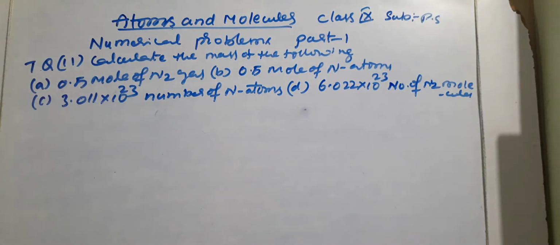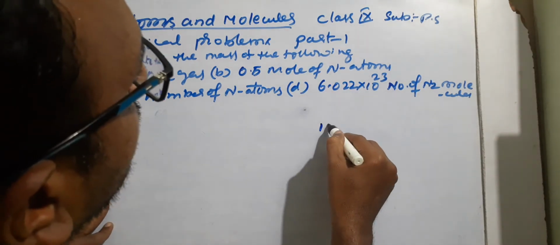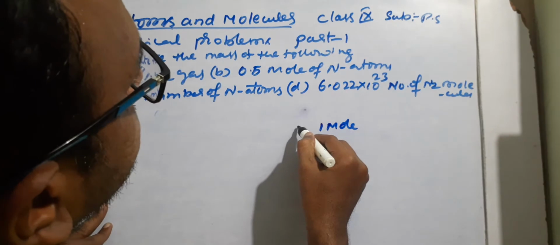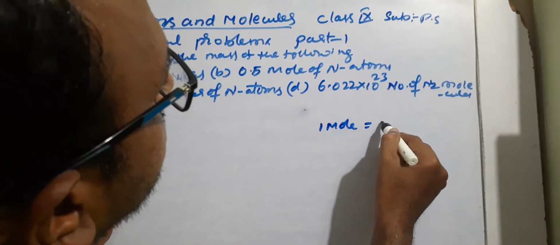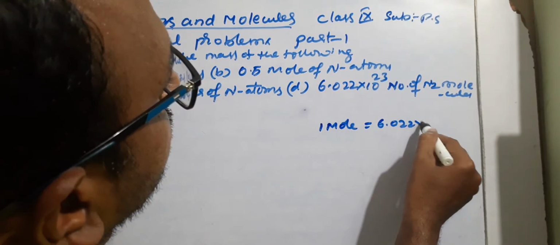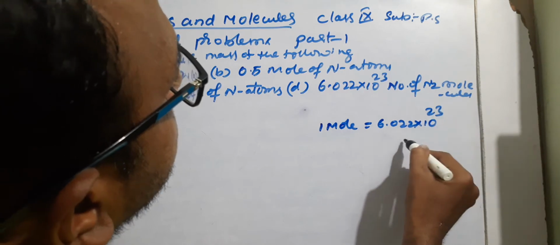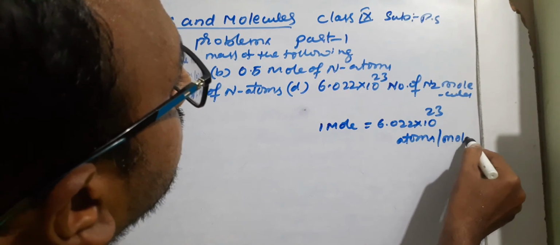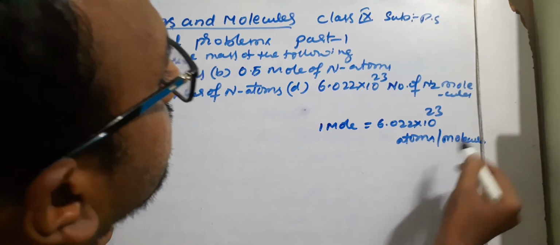So these are the given. So we want to find the mass. Now here one thing we want to remember in every case: 1 mole is equal to, that is N, is equal to 6.022 into 10 power 23 atoms or molecules or particles.